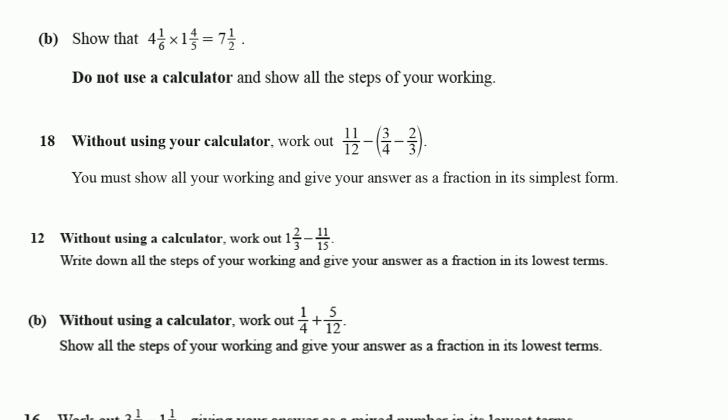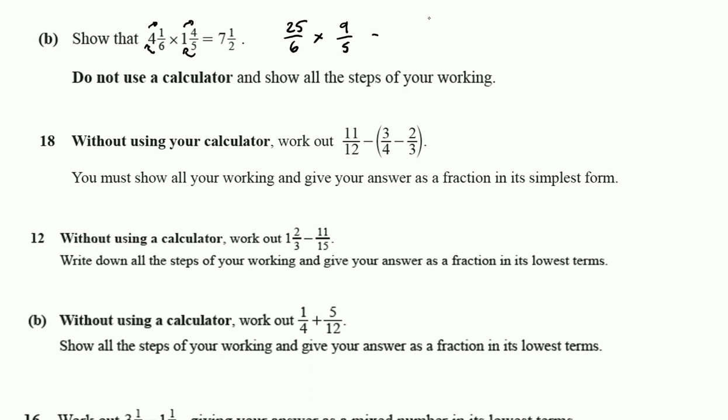So, again, I do not want to calculate with mixed numbers. I'm going to turn my 4 1/6 into a fraction. We use the same trick we used before. 6 times 4 is 24, and add the 1 to make 25. This is 25 over 6. I'm going to do the same trick with the other mixed number. 5 times 1 is 5, add 4 is 9, 9 over 5.